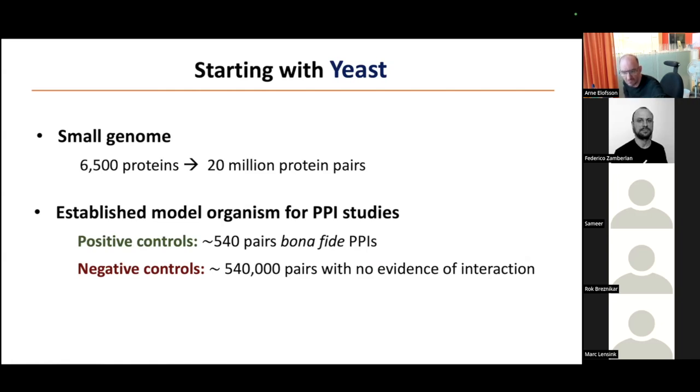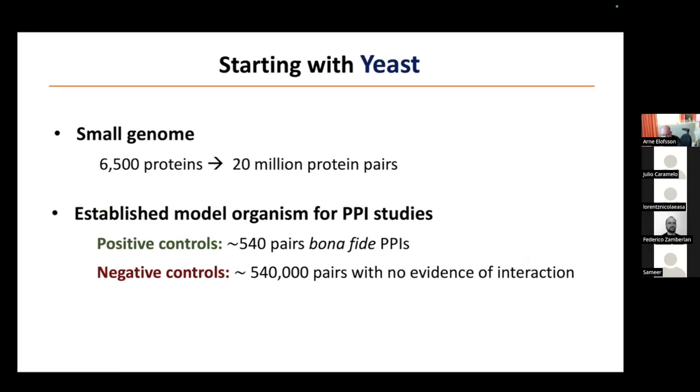Then we immediately start to go back to this problem, thinking, okay, maybe now with this better tool, we were able to solve this old problem that we were thinking about for a couple of years. So then we just decide to go back to the yeast. And so we work on yeast because yeast has a relatively smaller number of proteins. So it has about 20 million possible protein pairs.